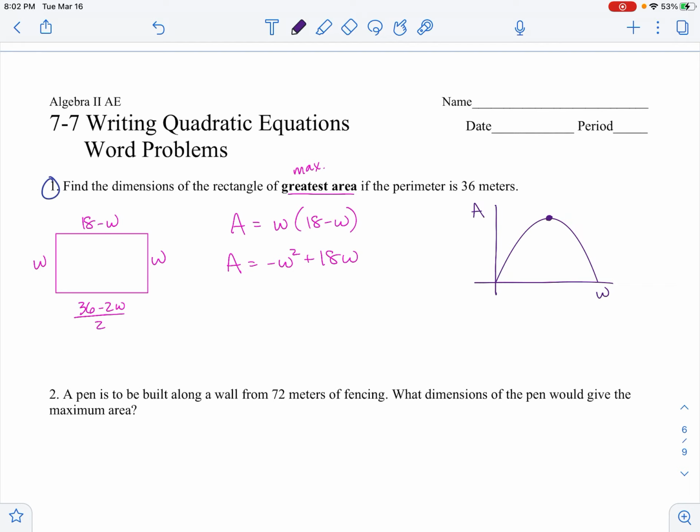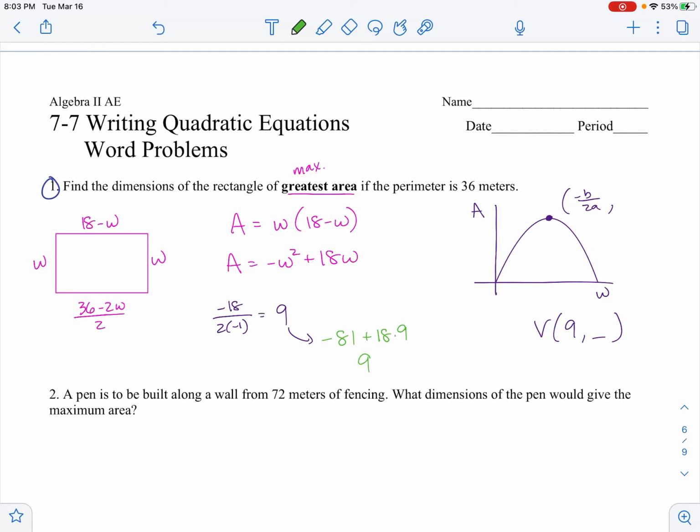I need to find the x value first though, because I know that my x value is negative b over 2a. So here's my equation. I rewrote it so things were in order. Negative b over 2a is going to give me positive 9. That means that my vertex over here is at 9 comma something, and that something is what I want. When I plug in 9, let's switch colors here, I'm going to have negative 9 squared plus 18 times 9.